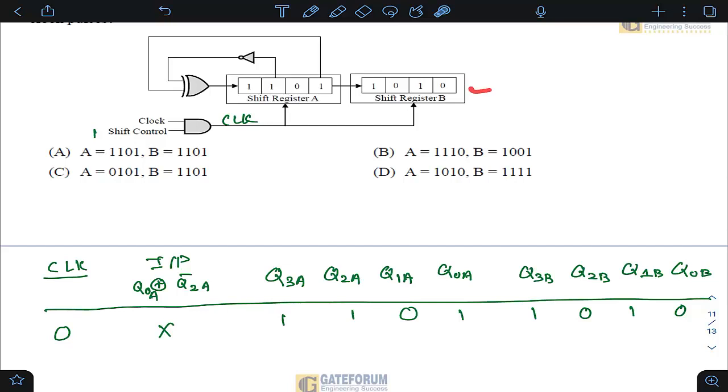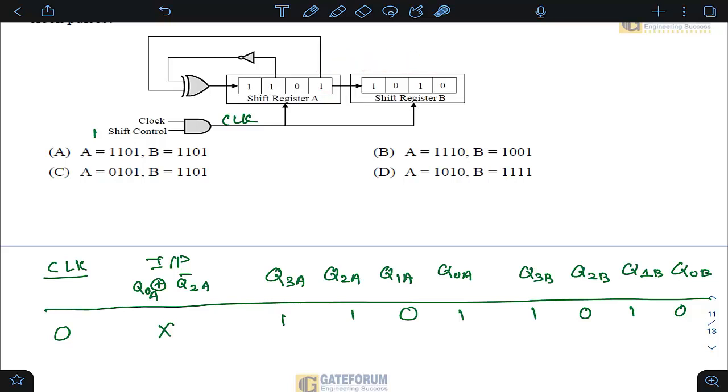So how will the data shifting happen then? How will the data shifting happen? See, in the normal way, whenever, let's say, a input is coming to this one, the output of the XOR gate will be pushed. It will be pushed the way it happens, and simultaneously, whatever bit is available here will get pushed to this register because the LSB of this shift register A is connected to the MSB of shift register B.